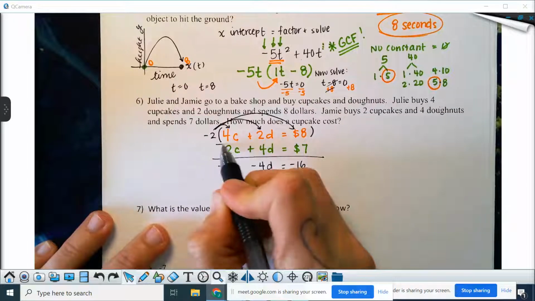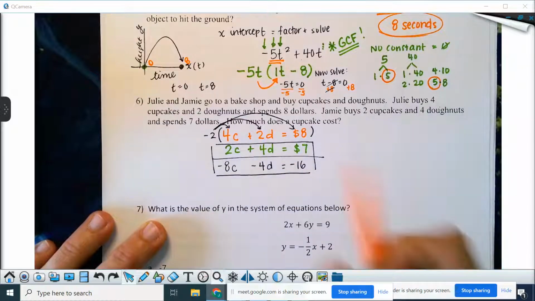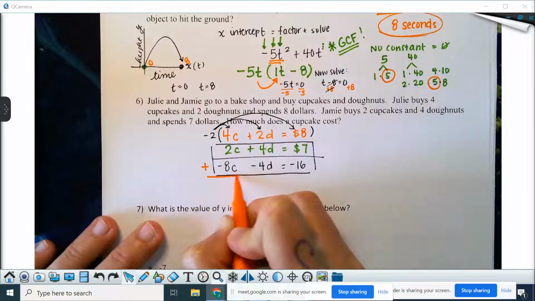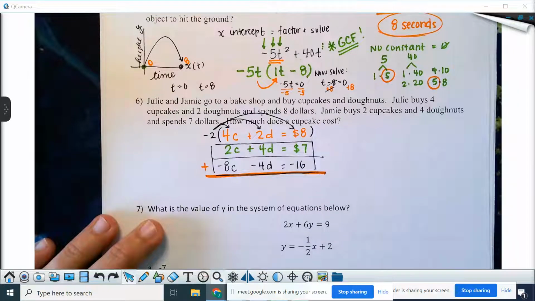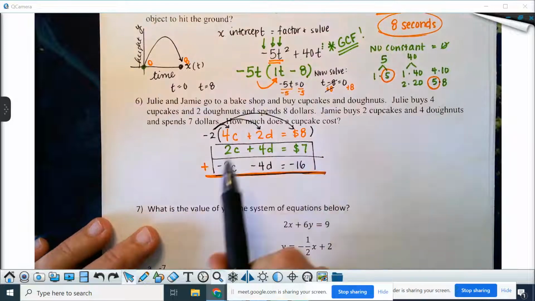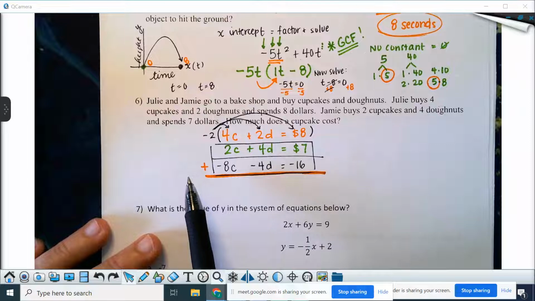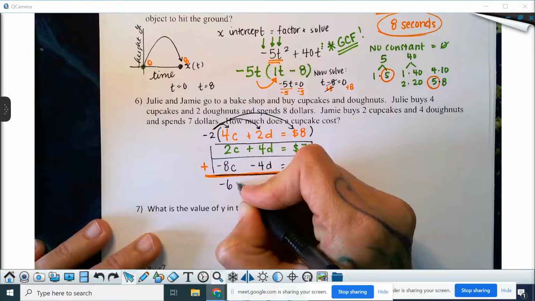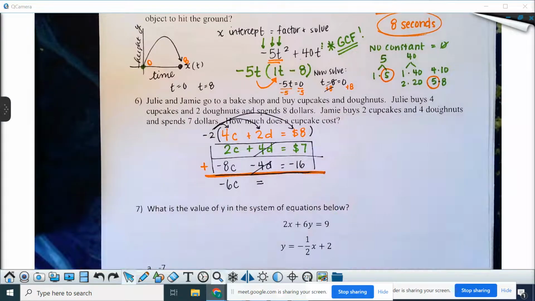Now I'm going to focus on just these two, and work straight down and add. So 2c minus 8c is going to give me how much? So 2 plus a negative 8. Yep. So negative 6 cupcake. Our d's went away, which means it's good, so donuts are gone. And then 7 minus 16, or plus a negative 16.